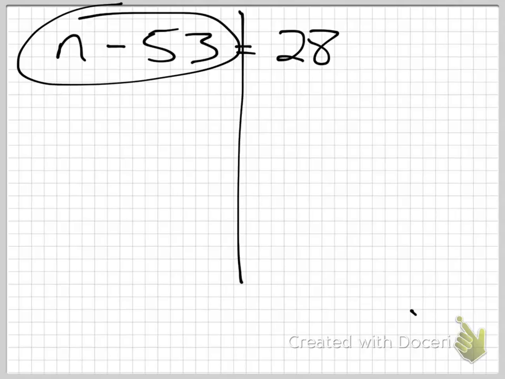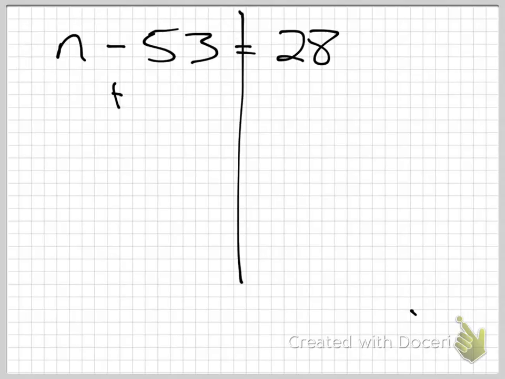Is n happy here? N's the one who's not happy. Who's kicking who out? The n is kicking the 53 out. So plus 53, plus 53. He's the one who needs to be alone. Subtracting 28 doesn't do anything. Does that make sense? 28 is not a variable. He's just a number. Make sense?